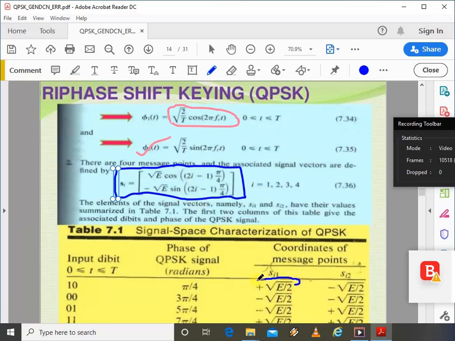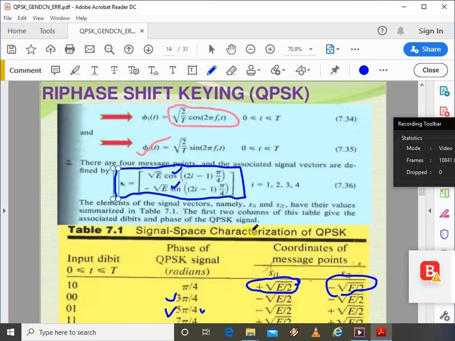the result will be, as far as the basis function phi 1 is concerned, plus square root of E by 2 from here, and for the second basis function phi 2, by keeping i equal to 1 here, the result will be minus square root of E by 2. This is how the magnitude of other message points will be either plus square root of E by 2 or minus square root of E by 2, depending upon the phase angle 3 pi by 4 and 5 pi by 4, and also it depends upon whether it is a cos or sine.